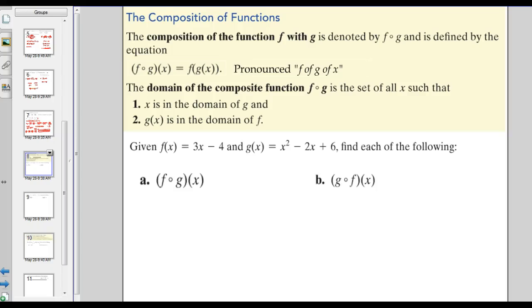Alright, this is notes for 171, section 17, part 2. We're going to do compositions of functions. So compositions of functions, we're going to put one function into another function.